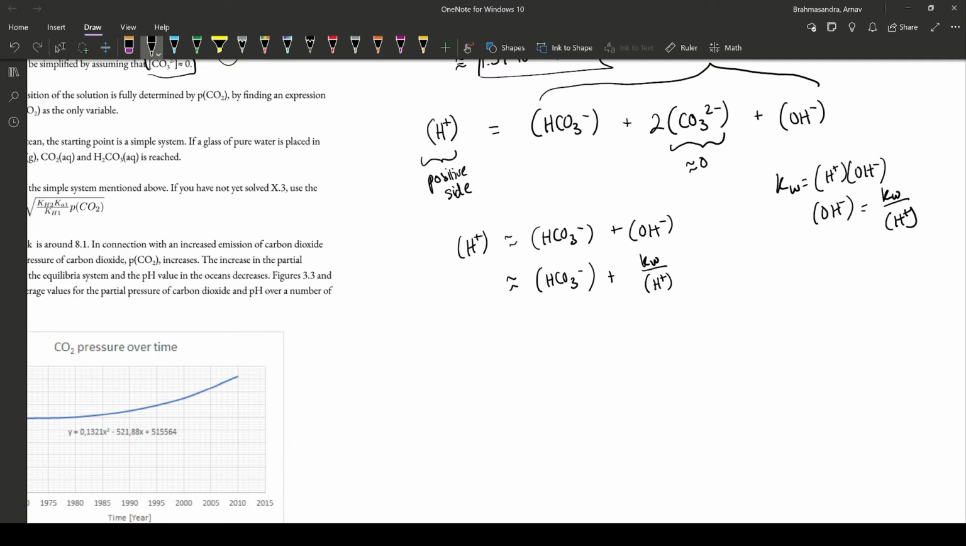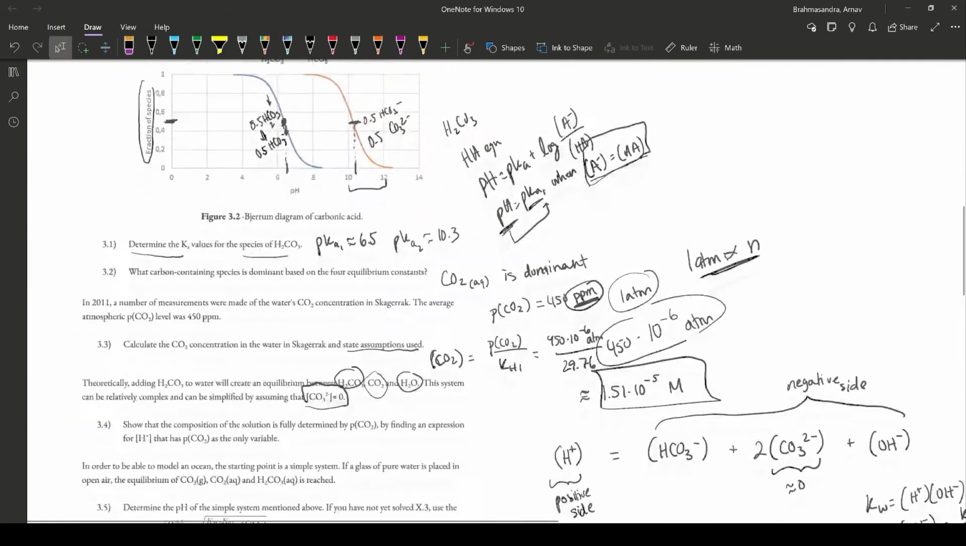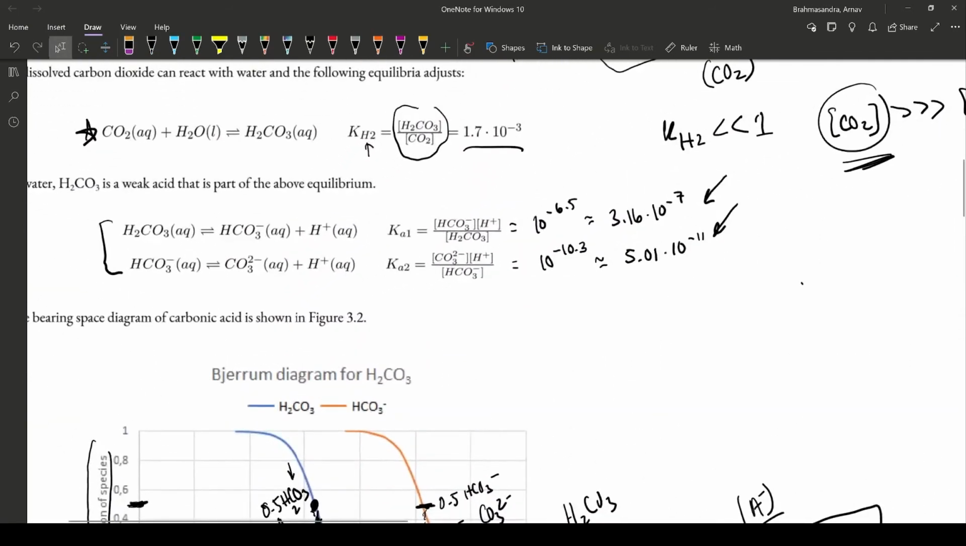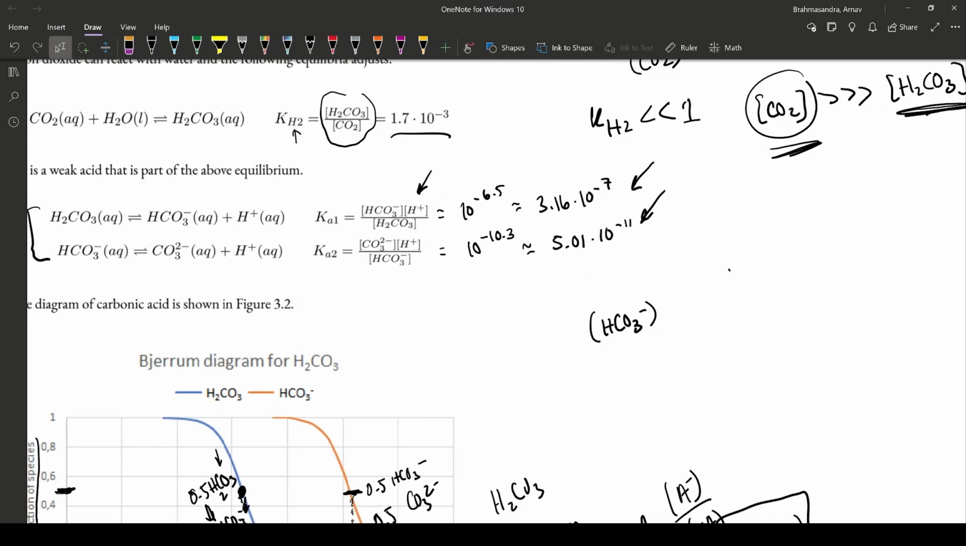And so I can write this as HCO3 minus plus KW over H plus. Okay, so now we need to rewrite HCO3 minus in terms of something else that we can use. Maybe we can look at our equilibrium constants and see if there's something we can rewrite HCO3 minus as. We can see Ka1. If I rearrange Ka1 to solve for HCO3 minus, remember we want to replace HCO3 minus with something that comes closer to pressure of CO2.